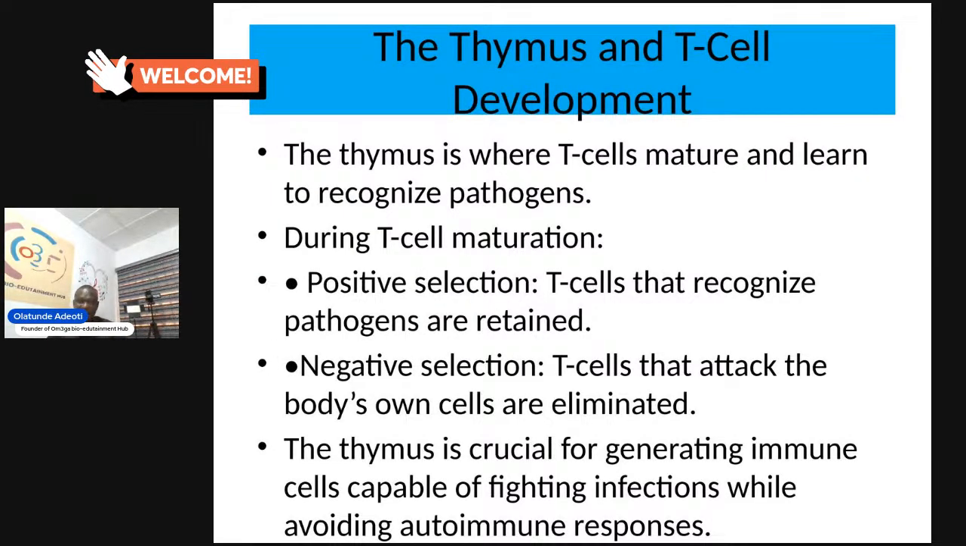The thymus and T cell development. The thymus is where T cells mature and learn to recognize pathogens. Antigen recognition is a crucial part of the T cell. During T cell maturation, there is what we call positive selection of T cells, where T cells that recognize pathogens are retained. Then negative selection, where T cells that attack the body's own cells are eliminated. So the thymus is crucial for generating immune cells which are capable of fighting against infection.